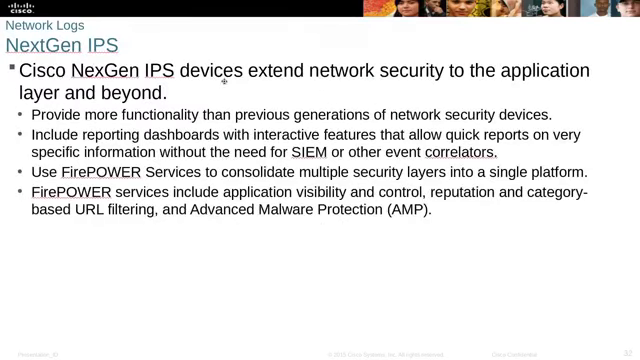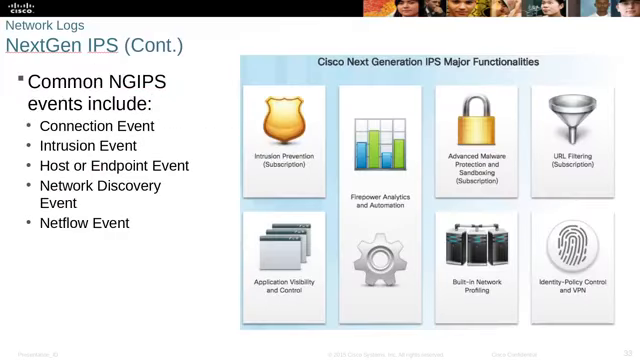Next generation intrusion prevention system devices. These will extend network security right up to the application layer and beyond. So we're talking about Firepower. Firepower can be run on Cisco ASA firewalls as well. Common next generation intrusion prevention system events include the connection event, the intrusion event, the host and endpoint event, network discovery event, and the NetFlow event.